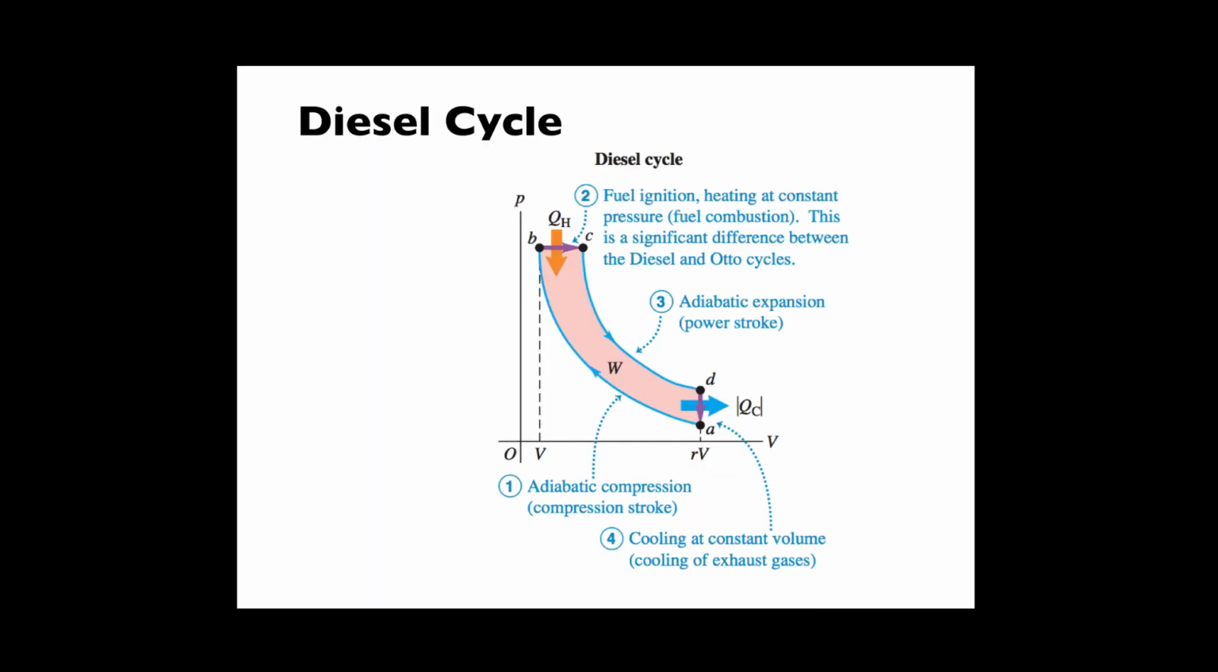Here's a picture of it. We're not going to go into the great details, but it's similar to the Otto cycle. We just have some subtle differences. So like fuel ignition, meaning heating at constant pressure, is significantly different. So instead of having this part up here that's at constant volume for the Otto cycle, you have a constant pressure process for the diesel cycle.